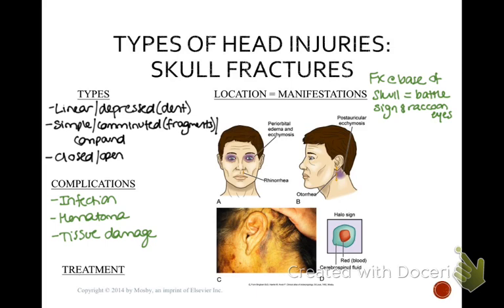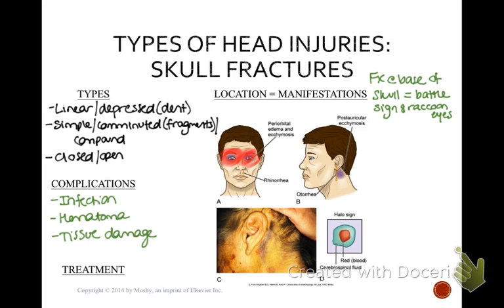So a basilar skull fracture, you typically get the raccoon eyes. See, the eyes are all purple around. Now he looks like he's wearing glasses. He looks like a superhero.